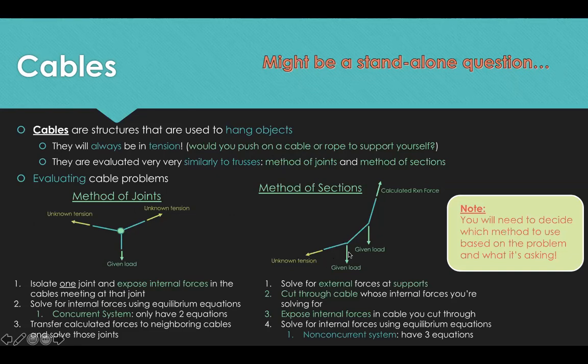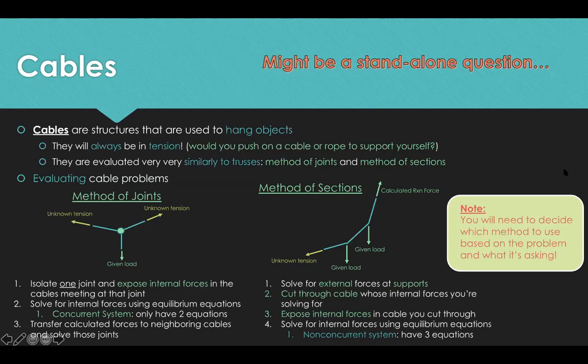For method of sections, it would just be if they're asking you for one of the tensions. I'm assuming they're asking for this one, so you cut through the one that they're asking for, and then you have essentially a bunch of knowns and givens, and then just that one unknown. This is a concurrent system, this is non-concurrent, so you have 2 equations here, 3 equations here, and you solve it essentially exactly like a truss.